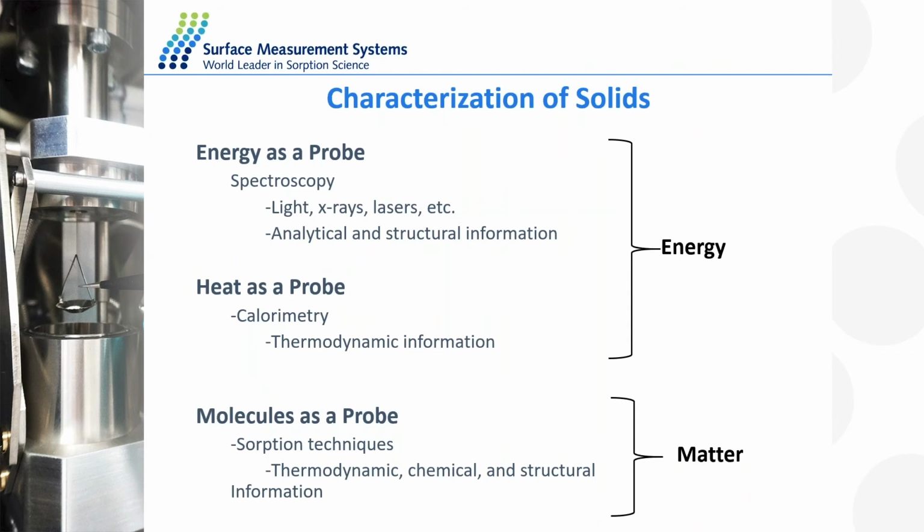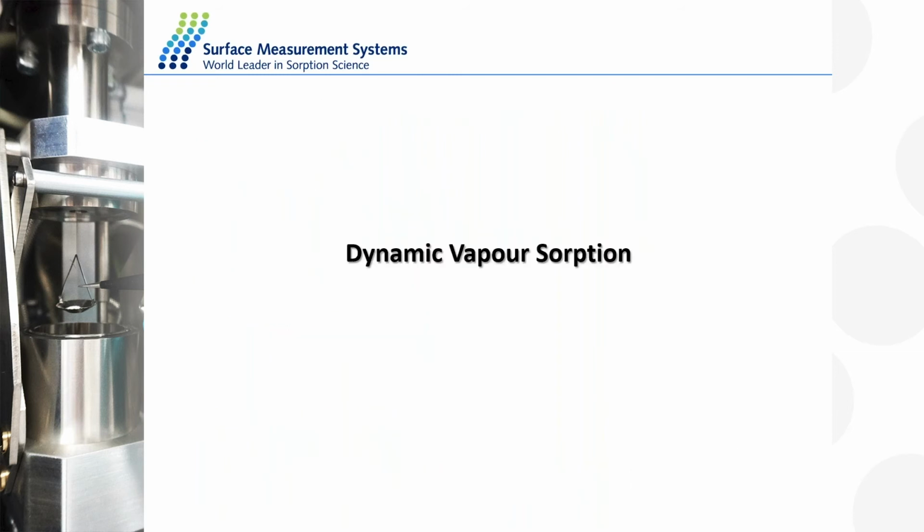A sorption technique uses molecules as a probe, and from the gas-solid interactions, we can get all the information about the solid material related to its chemistry, structure, as well as thermodynamics. The first sorption technique we will introduce today is dynamic vapor sorption.